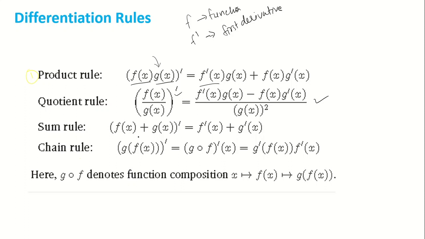Then the sum rule: if the function is represented as a sum of two different functions, we can do it like this, f dash x plus g dash x.